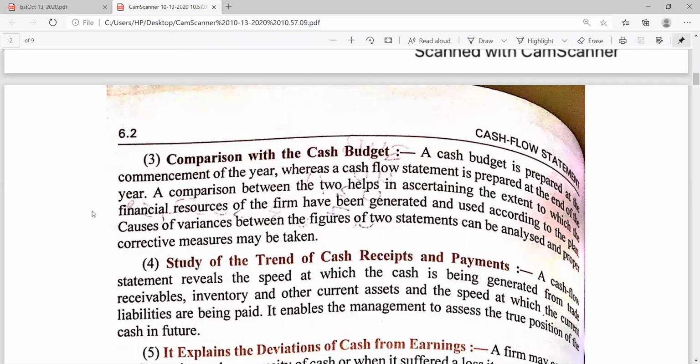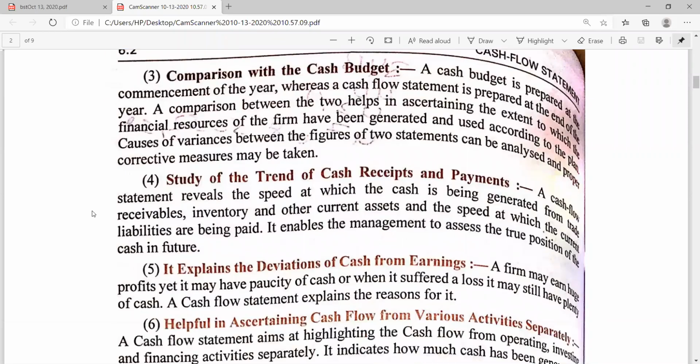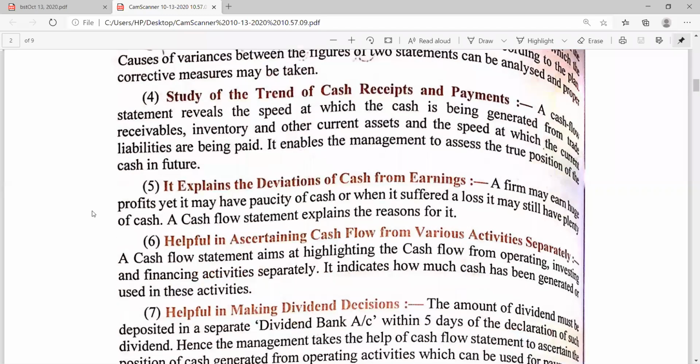The fourth point is study of trend of cash receipts and payments. Yes, it also reveals the speed at which cash is generated from trade receivables, inventory and other current assets, and the speed at which the current liabilities are being paid. It enables the management to assess the true position of cash in future. It also explains the deviations of cash from earnings.